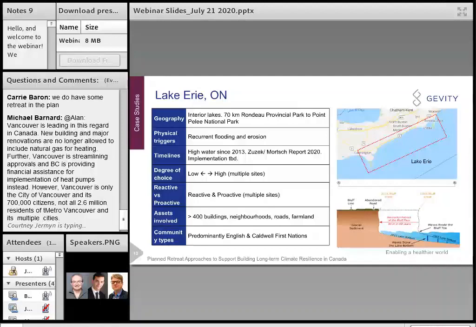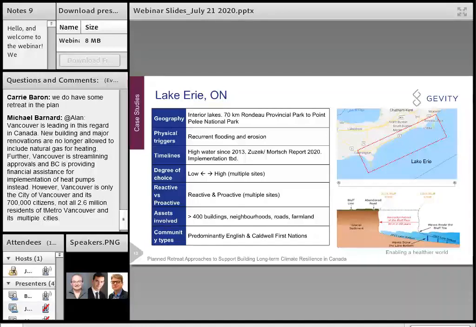In other cases, especially infrastructure realignment, the owners of those assets have a lot of degree of choice when to retreat, whether to retreat, or maybe choose protection rather than retreat. And so there's a broad range of different degrees of choice within these multiple case studies.